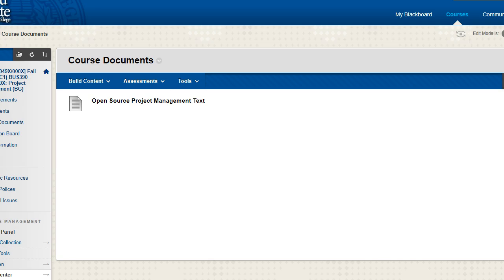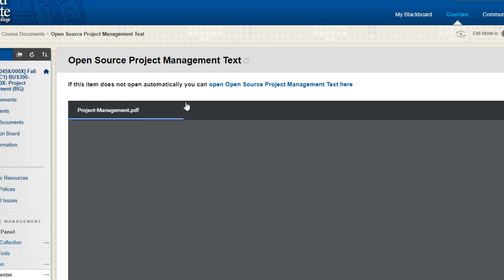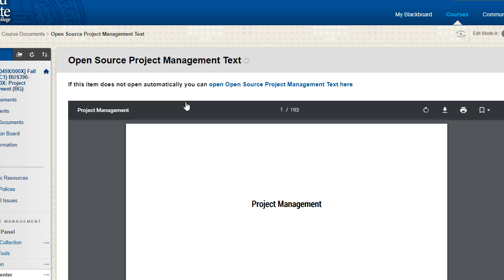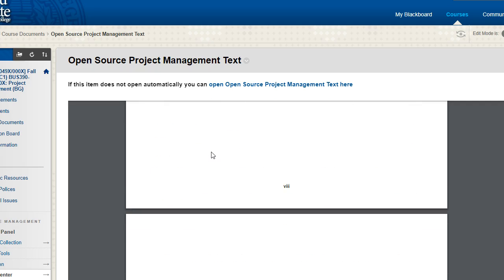The PMBOK Guide really is a framework, and it's written as such. It's not an easy-to-read document. This one might give you some insight into some of those processes and pieces we're going to talk about, and make a little more sense. If I open this, it opens inside of there, or you can open it externally. This one is an open source OER textbook. It's free, you can grab it anywhere. It's not always the best, but it does sometimes explain some of these concepts a little easier for you.